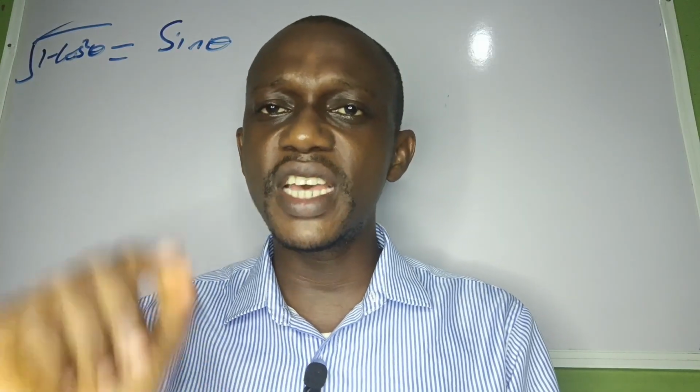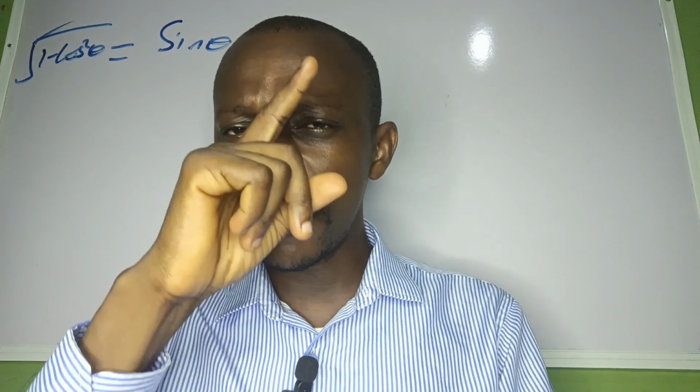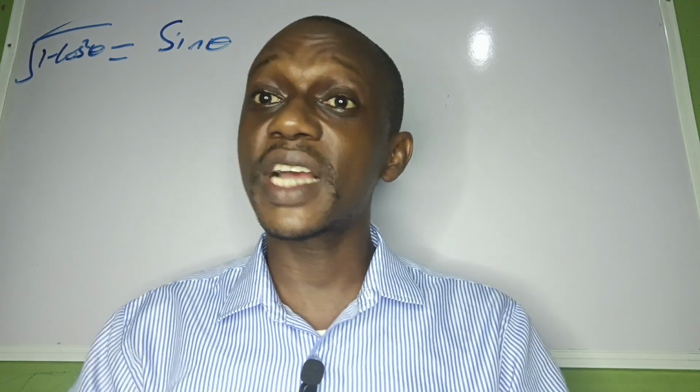If you are using CAVA over CBVB is equal to NA over NB to calculate the concentration of your acid or your base, you must not cross multiply. Why? Because when some people are cross multiplying, they will cross the normal thing they've written, and any stroke on anything you have written means cancellation, so it will not be marked. That scores you 0 because you have cancelled what you have written, all in the name of cross multiplication. So you have to be very, very careful.